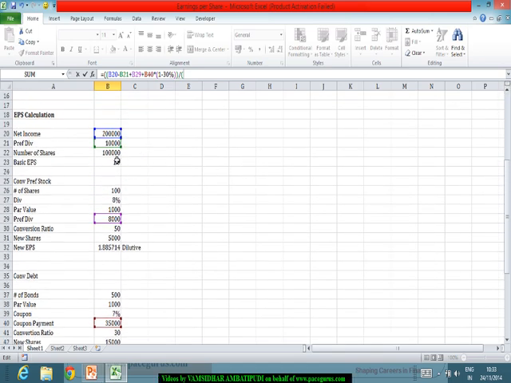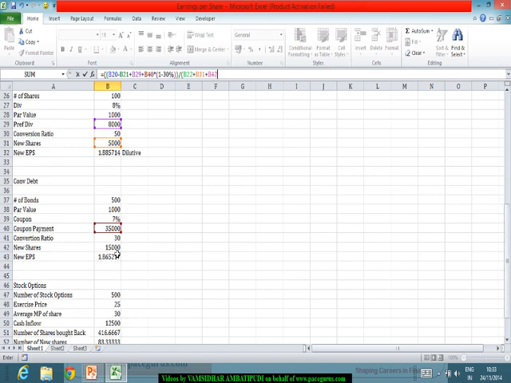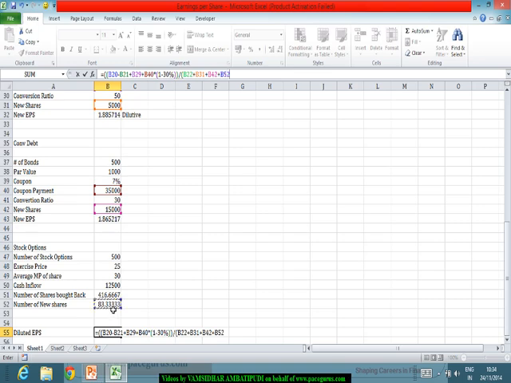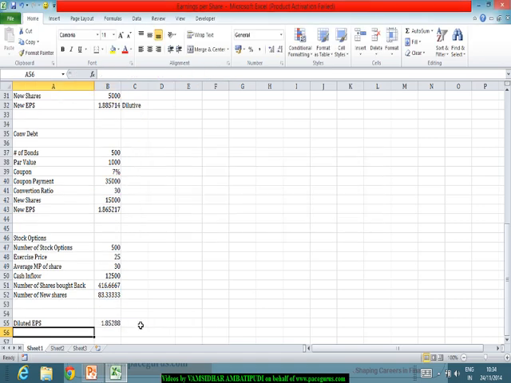In the denominator, initially there were these many shares, but then we had 5,000 new shares because of the convertible preference stock, 15,000 new shares because of the convertible bond, and around 83 new shares coming up because of the stock options. So overall, the diluted EPS comes out to somewhere around 1.85.